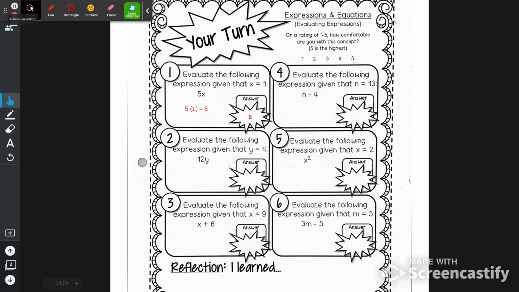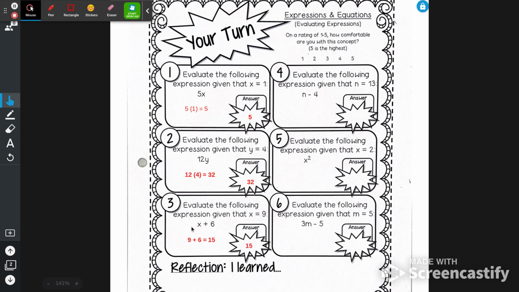In number 1, we have that our x is equal to 1, so we're going to plug in 1 for x, and we get 5 times 1 is equal to, it is not 6, it is 5. Let me go ahead and change that. Okay, so then your output would actually be 5. Number 2, our expression is 12y, which means 12 times y, and we plug in 4 for y, and we get 12 times 4, and that equals 32. Let's go on to number 3.